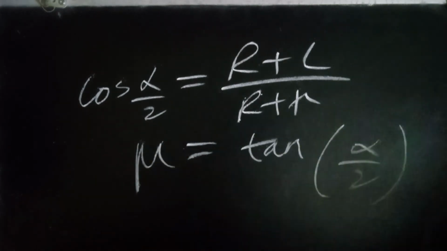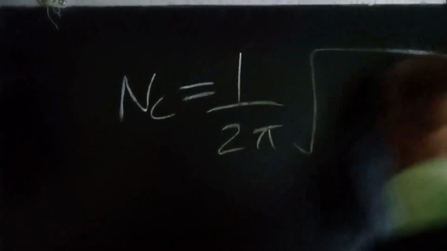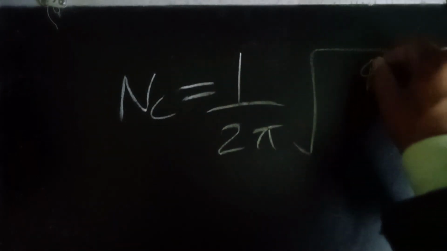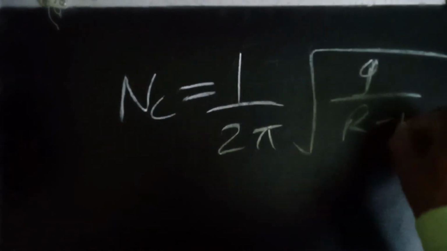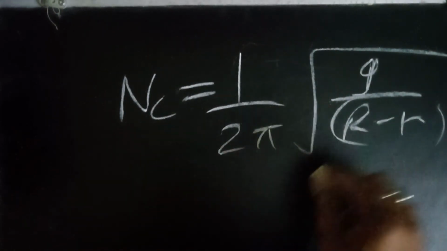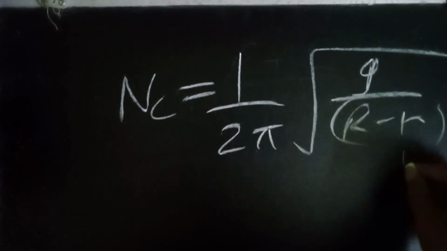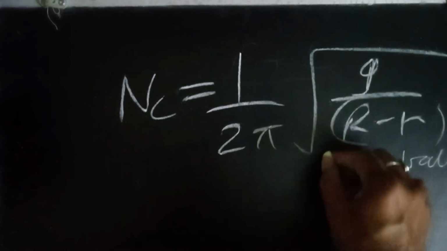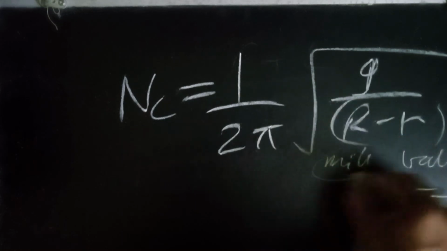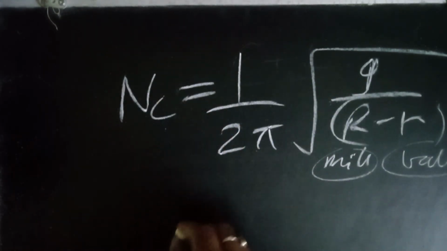And finally, let me write the ball mill equation. The critical speed Nc is 1 upon 2 pi times the square root of g upon R minus r. Remember, this r is the radius of the ball, and R is the radius of the mill. So this is the critical speed.